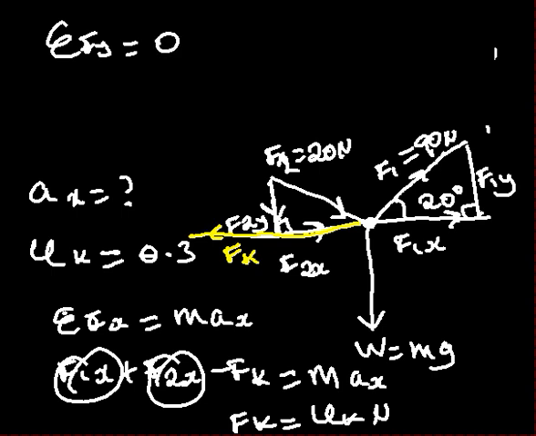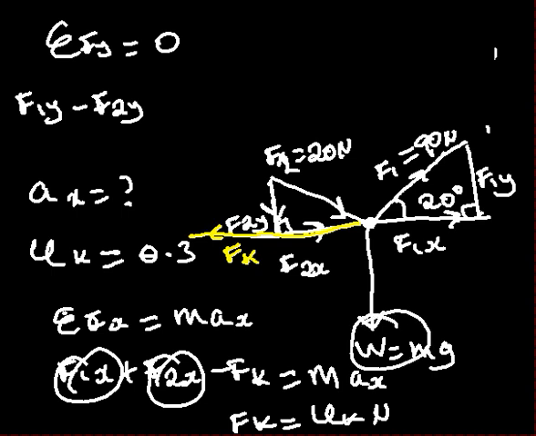And what are the forces along y? We have the y component of the force F1, which is pointing up, so positive F1y. And we have the y component of the force F2 that is pointing down, or negative F2y.